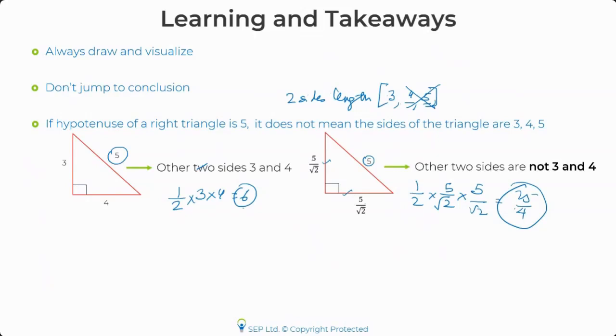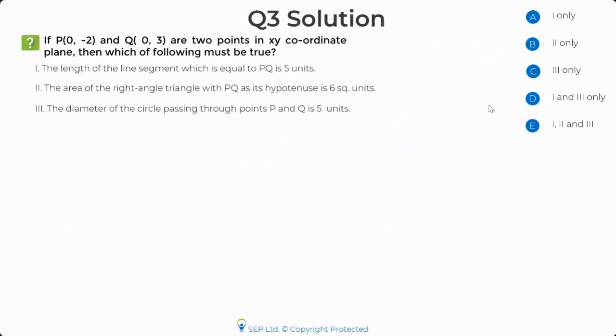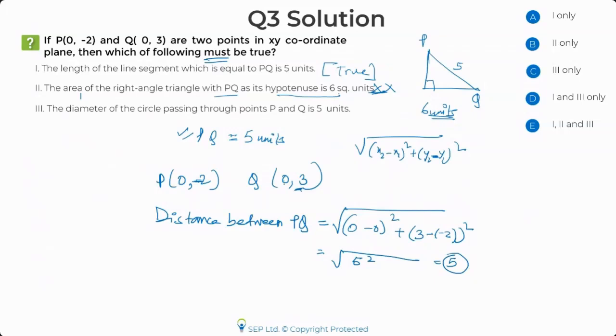Okay. Now let's come to the third statement. About 37% of you marked the answer as D. So you said the statement number three is true. So let's look at it. Statement three is saying that the diameter of the circle passing through the point P and Q is 5. So they're saying the diameter of a circle which passes through these two points is 5. Okay. Now, after discussing statement two, how many of you still think that this statement is sufficient or this statement is true?